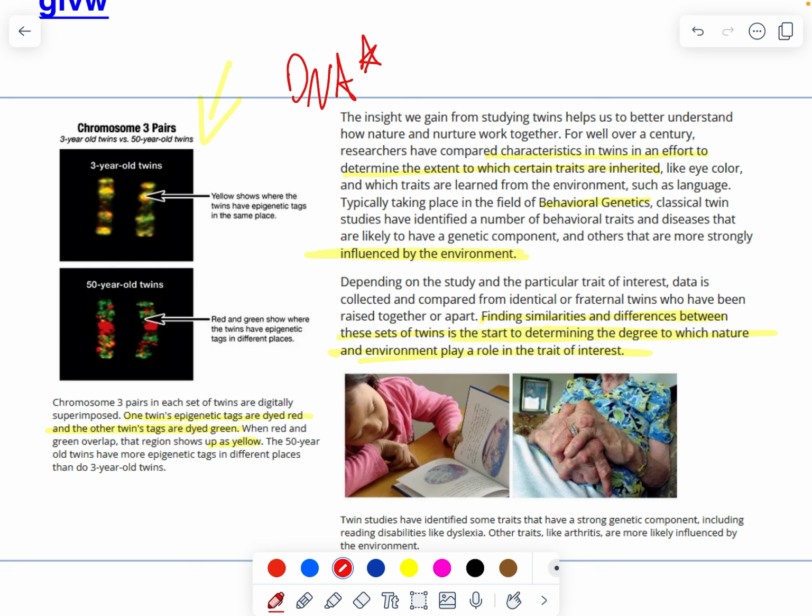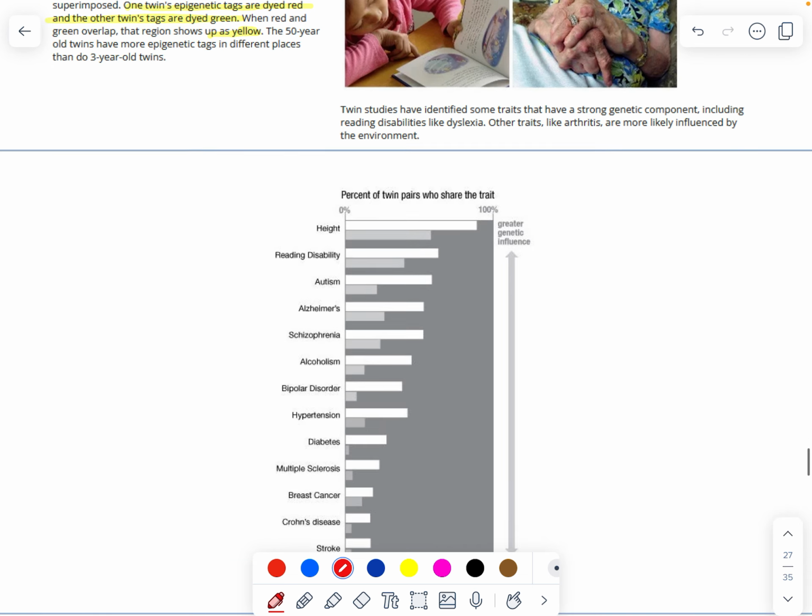Notice, they start out with the same DNA. Look at how much yellow here, which means they have similar expression patterns in their DNA. Similar tags. But notice, same chromosome, right? Chromosome 3. But yet, look at how much yellow here. Not much yellow, right? So these epigenetic tags can be placed in different places, which means their DNA is being expressed differently, which leads to phenotypic differences based upon how they live their lives.